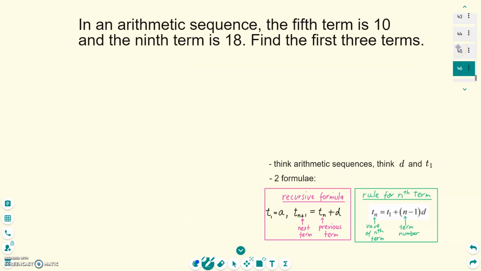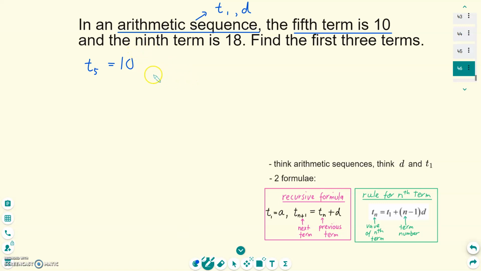So, bit of a tricky question, but not really. In an arithmetic sequence, the 5th term is 10 and the 9th term is 18. Find the first 3 terms. First thing I would do, underline your keywords. Arithmetic sequence, well, that means we need a T1 and a D value. The 5th term is 10. I'm going to translate that into maths, so let's put a little data table here. The 5th term, T5, is 10. Make a data table.